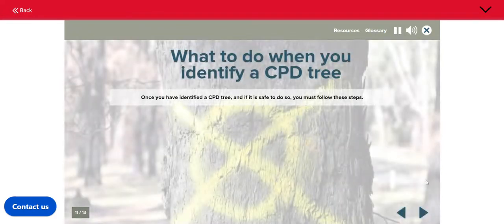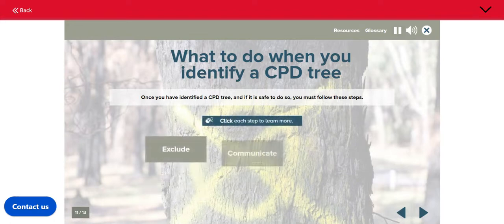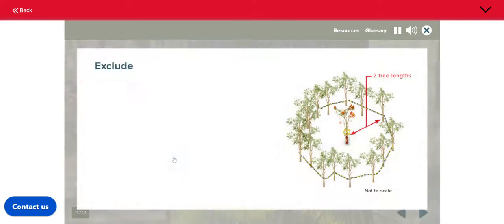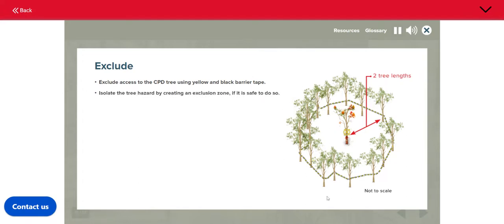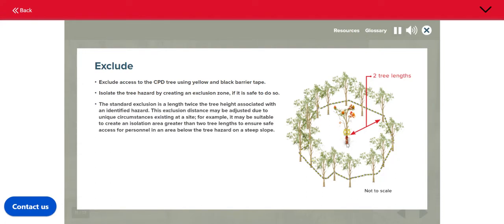Once you have identified a CPD tree, and if it is safe to do so, you must follow these steps. Exclude access to the CPD tree using yellow and black barrier tape. Isolate the tree hazard by creating an exclusion zone if it is safe to do so. The standard exclusion is a length twice the tree height associated with an identified hazard.